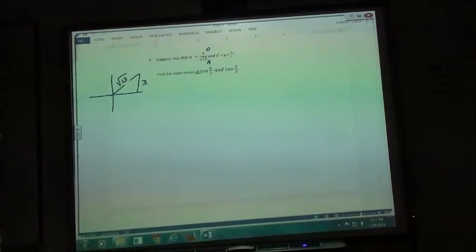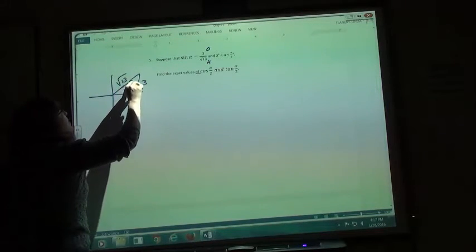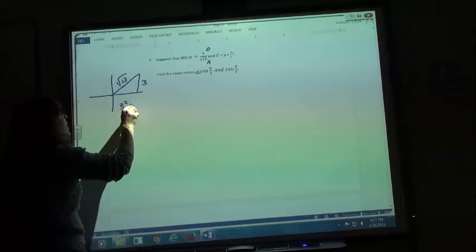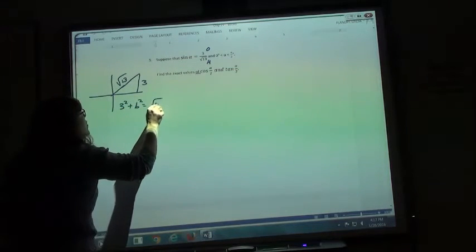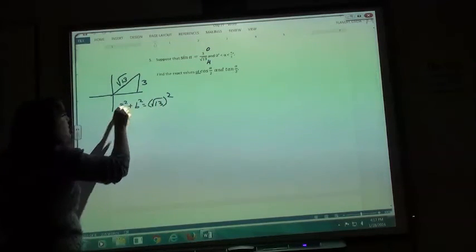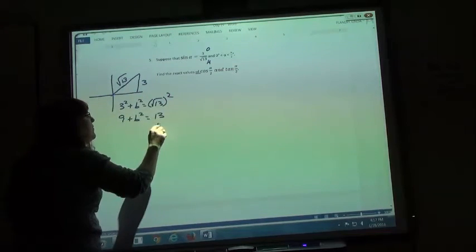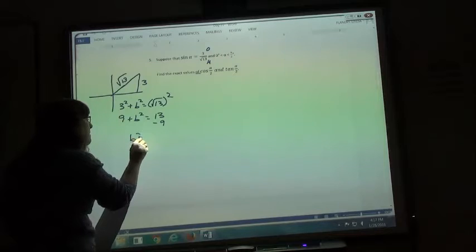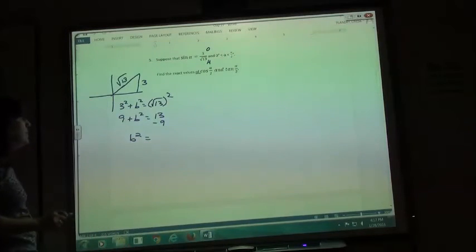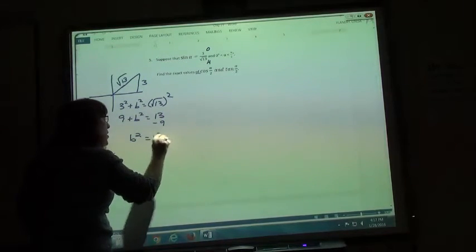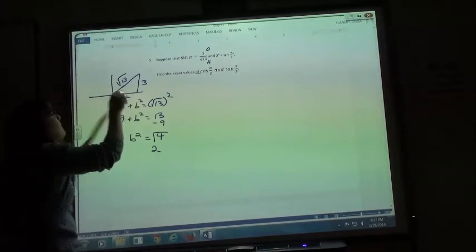And again, we've got to find our missing side, so if I use my Pythagorean theorem, 3 squared plus b squared equals the square root of 13 squared. So this would be 9, this would be 13. If I subtract my 9, 13 minus 9 is 4, square root of 4 is going to give me 2.